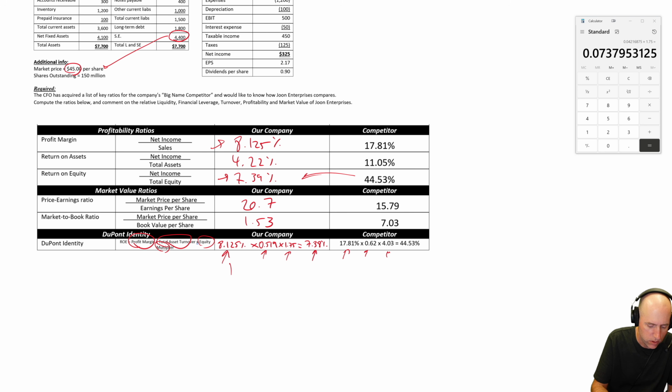One, they're just better at generating profit than us, right? When they make $1 in sales, they generate a higher profit margin, double ours. And the second is, and this was a choice, they're more highly leveraged than us, right? They have more debt, less equity, and that means they have a higher equity multiplier. So the leverage thing might be a choice, but you can certainly see they're outperforming us financially to result in double the profit margin.